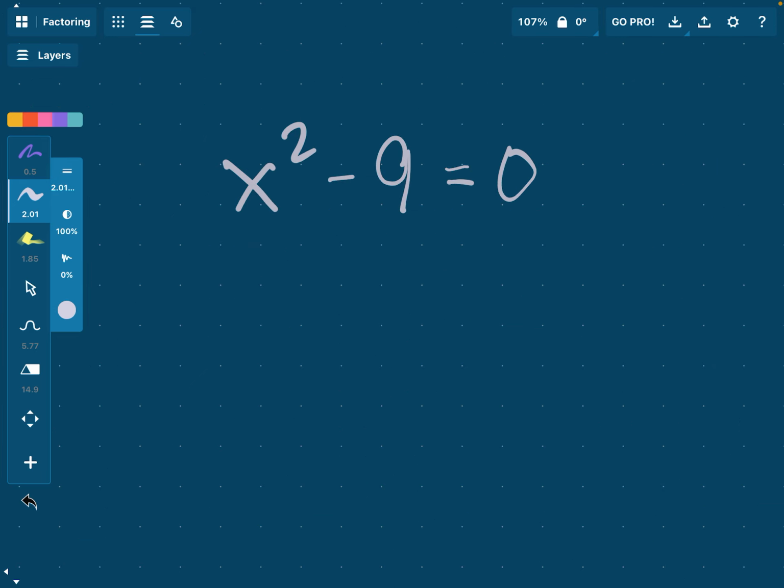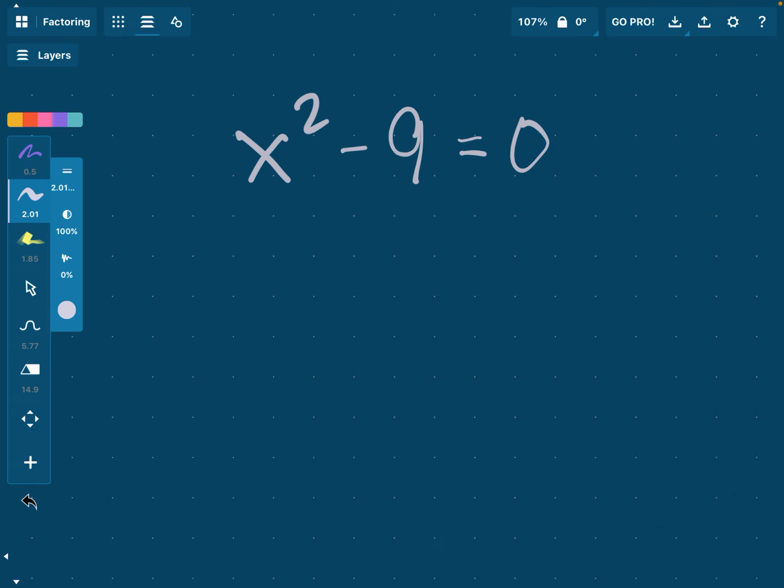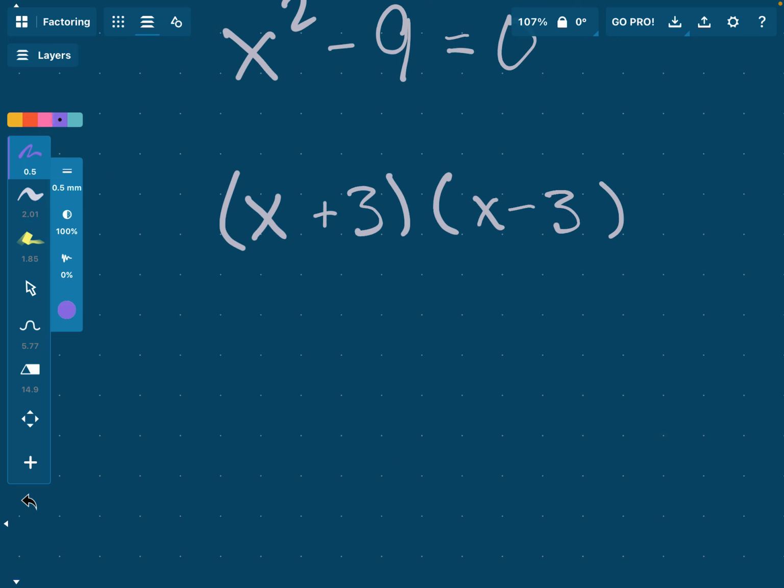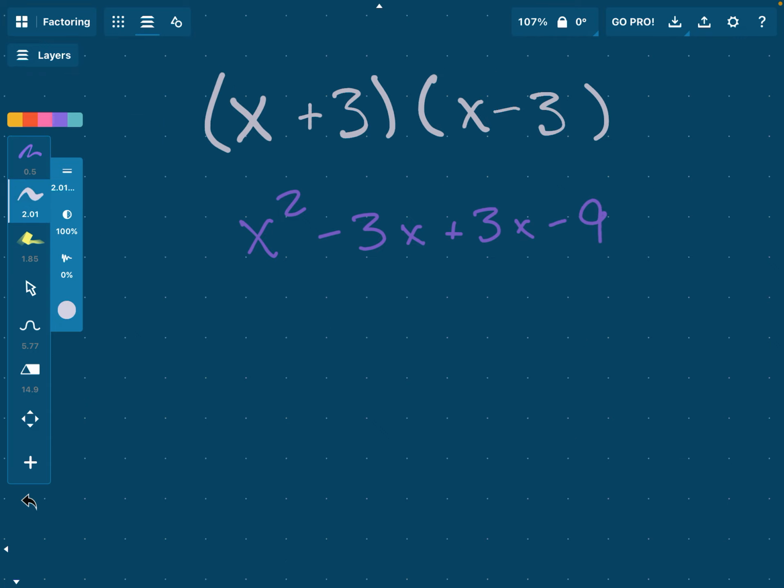So if we know how to go easily, we know this is one of the rules where we have x plus 3 and x minus 3. And when we FOIL this, we can see x times x is x squared, x times negative 3 is negative 3x, 3 times x is positive 3x, and 3 times negative 3 is negative 9. So this is one of those ones that you'll get really comfortable with in an algebra class, and you'll be exposed to this a lot.